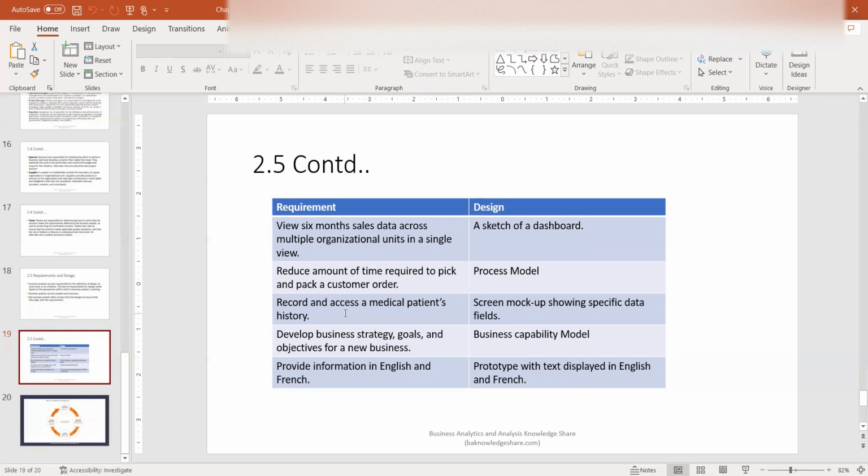Requirement 3 could be: record and assess a medical patient's history. The design could be a screen mockup showing specific data fields. Another requirement could be: develop business strategy goals and objectives for a new business. The design could be a business capability model. Another requirement could be: provide information in English and French. The design could be a prototype with text displayed in English and French.